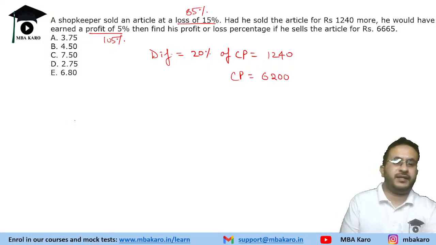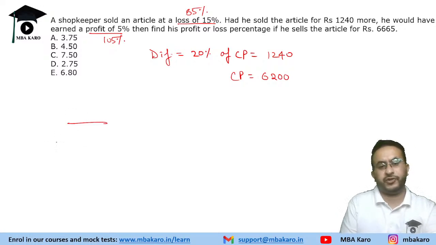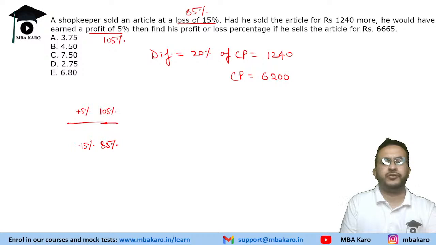Like, understand that profit and loss are percentages of cost price. So when you are selling at a loss of 15%, that means you are selling at 85% of cost price. ये कॉस्ट प्राइस है. दूसरे केस में आप 5% प्रॉफिट पे बेच रहे हो, so that is 105% of cost price.